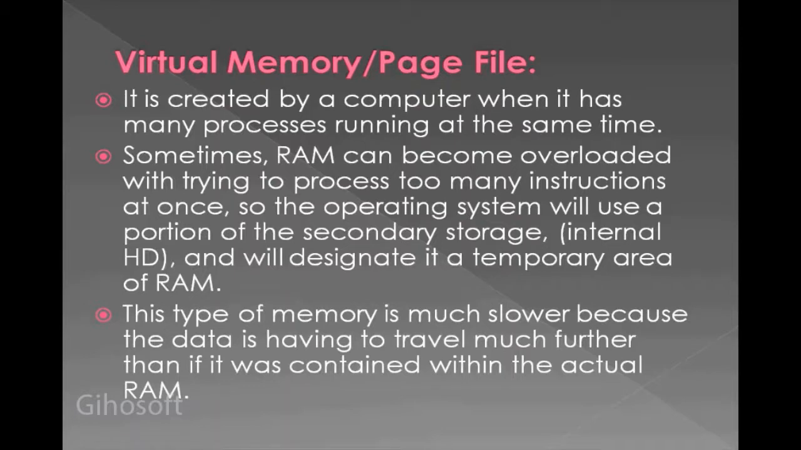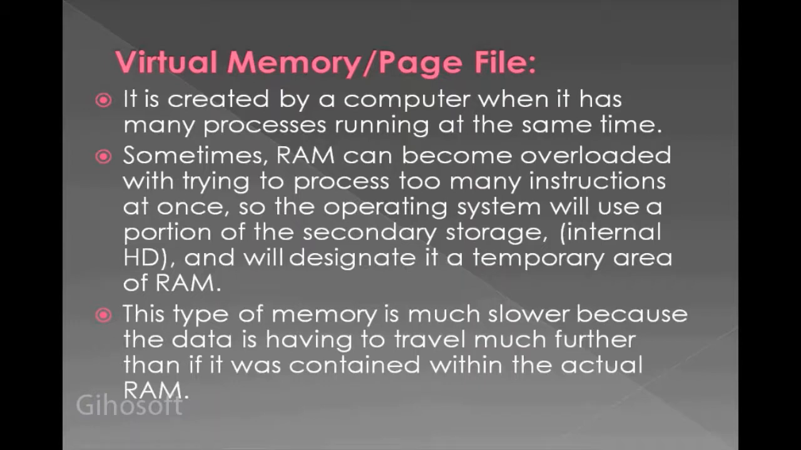So the operating system will use a portion of the secondary storage, meaning whatever is your internal storage device, either a hard disk or SSD, and it will designate it as a temporary area of RAM. This type of memory is much slower because the data has to travel much farther than if it was contained within the actual RAM. This is virtual. Your hard drive does not turn into RAM. A portion of it is just temporarily declared as RAM.